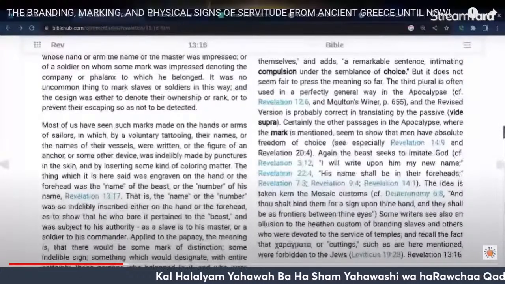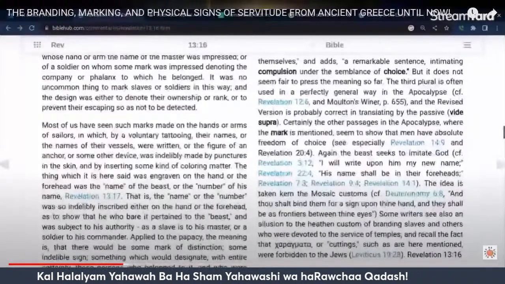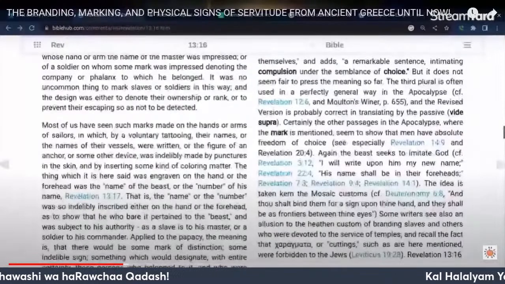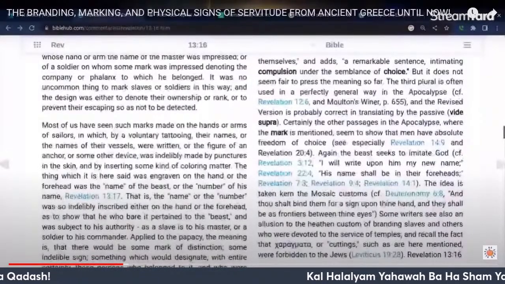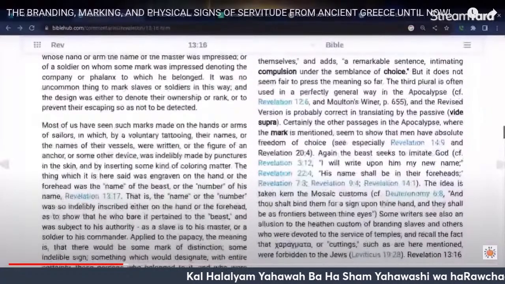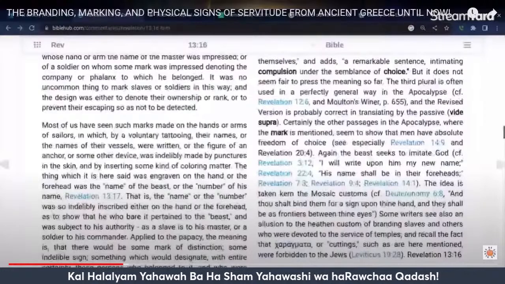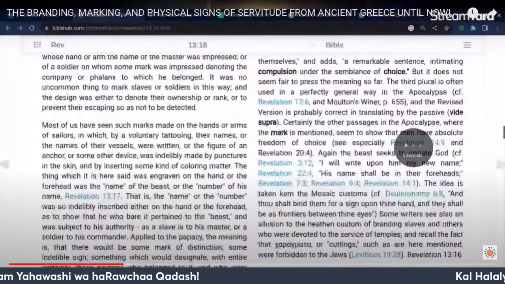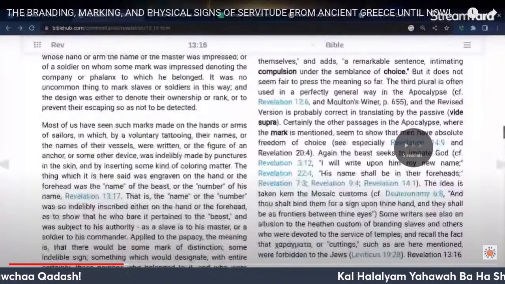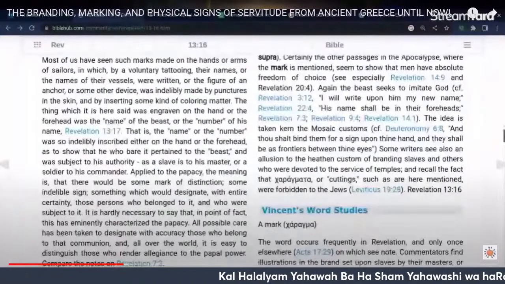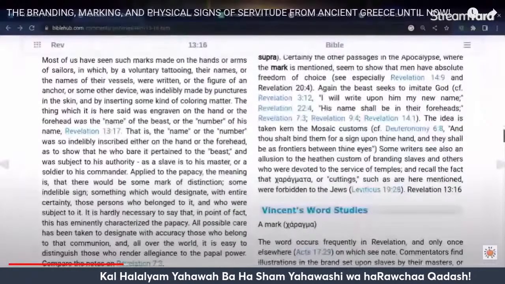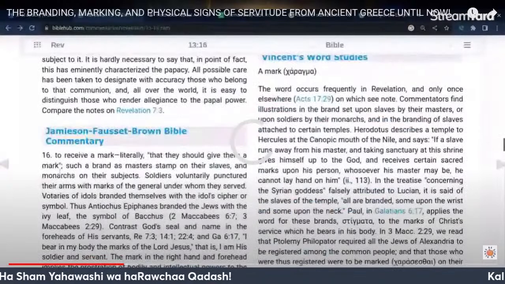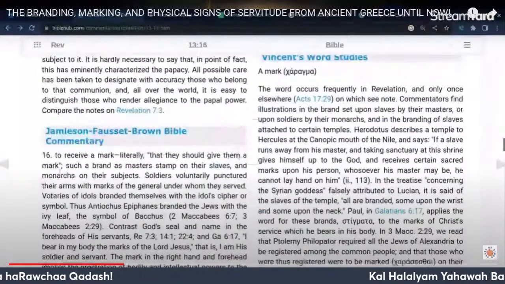That is, the name or the number was so indelibly inscribed either on the hand or the forehead, as to show that he who bare it pertained to the beast and was subject to his authority, as a slave to his master or a soldier to his commander. So it's a sign, and it's a mark of distinction, right? Which is going to be necessary to show allegiance to the beast, and for doing that, he'll give you the ability to have your civil rights back to buy and sell. And for those that don't do it, you threaten with starvation.